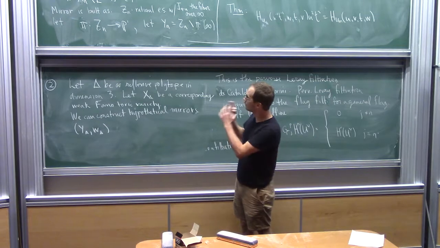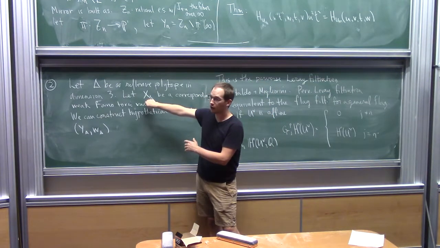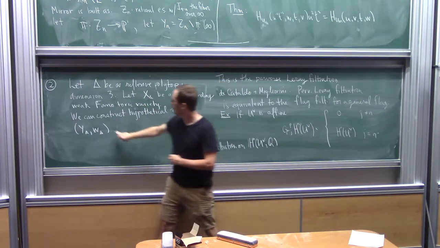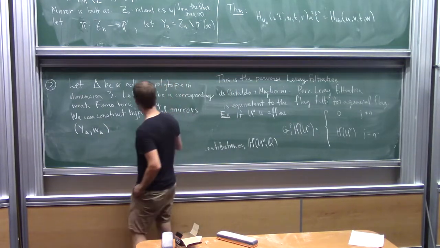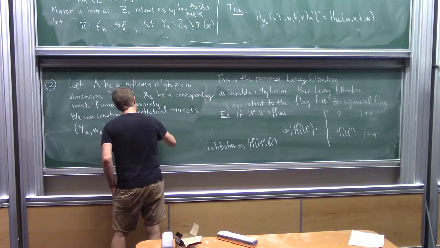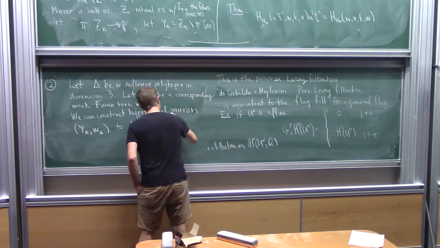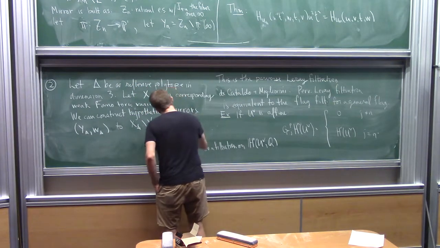So what we need for this construction to be actually mirror to x delta minus a smooth anticanonical divisor is that W delta be a proper map to x delta minus B. So here B is smooth anticanonical.